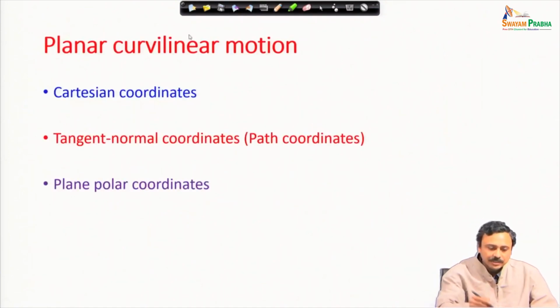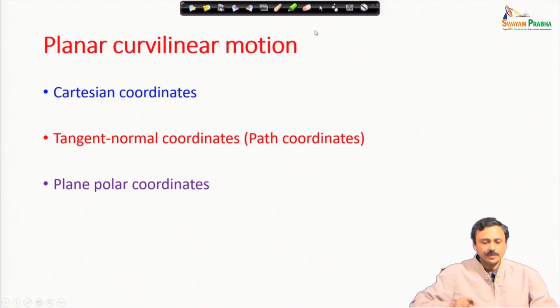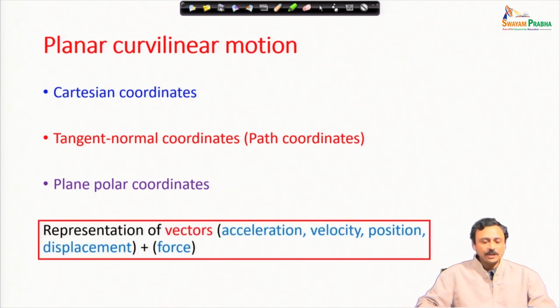Next, we are going to discuss some commonly used coordinate systems in planar curvilinear motion. The first one is Cartesian, of course, is the simplest. Then we will move to tangent normal coordinates, or what are also known as path coordinates, and then the plane polar coordinates. Subsequently, we are going to look at these. Today we are going to start with the Cartesian coordinates.